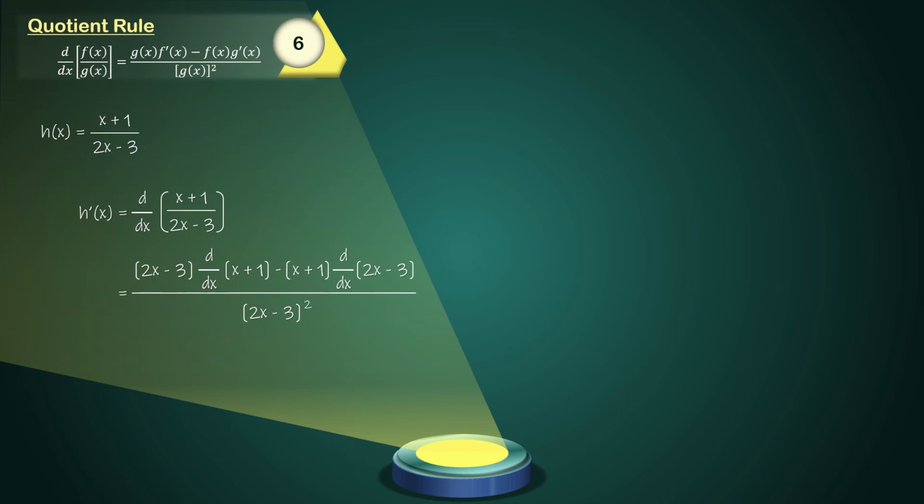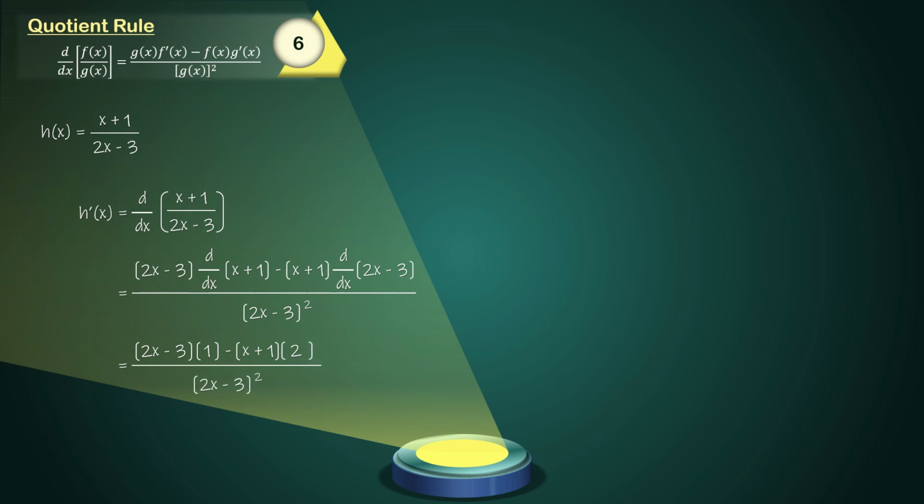To further solve this derivative, we need other rules of differentiation. Continue. We have 2x minus 3 times the derivative of x, which is 1, plus the derivative of 1, which is 0, minus x plus 1 times the derivative of 2x, which is 2, minus the derivative of 3, which is 0, all over the square of the denominator. Simplify the numerator. Get the sum of 1 and 0, which is 1, and the difference of 2 and 0, which is 2.